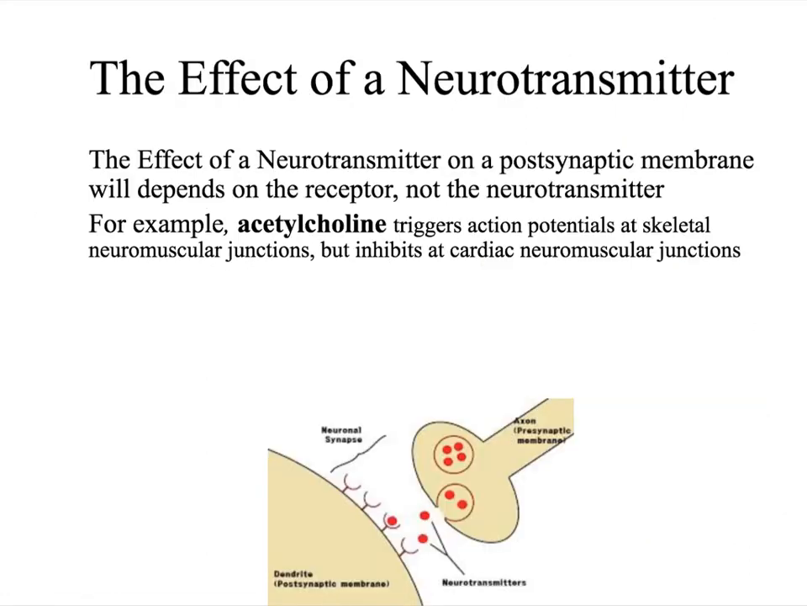One of the things to understand about a synapse is that the effect of the neurotransmitter is going to depend on the receptor and not in particular the neurotransmitter itself. For example, the neurotransmitter acetylcholine can stimulate an action potential at the neuromuscular junction that we talked about in the skeletal muscle, but it's actually inhibitory at the neuromuscular junctions of cardiac muscle. So that is all going to be based on the type of receptor that you have.